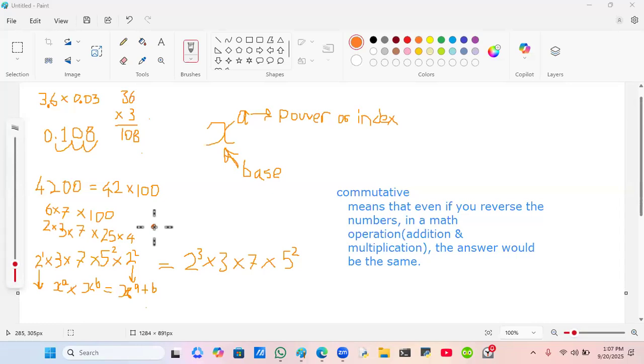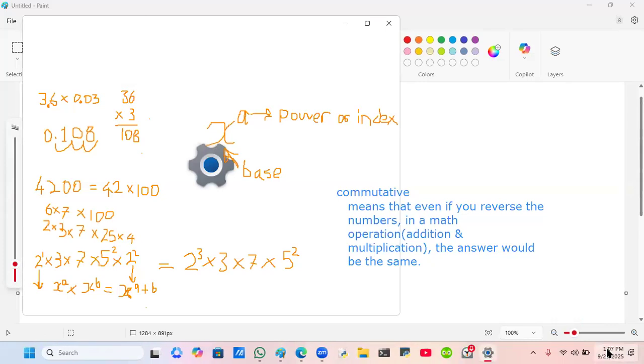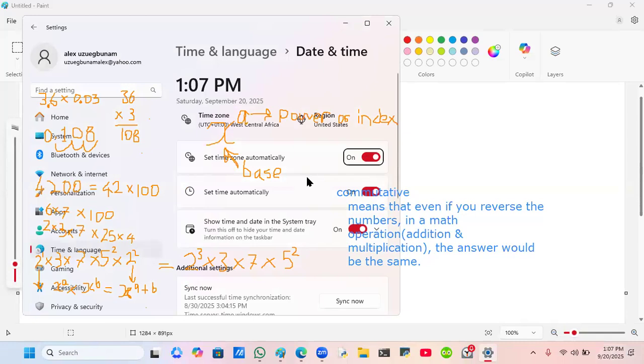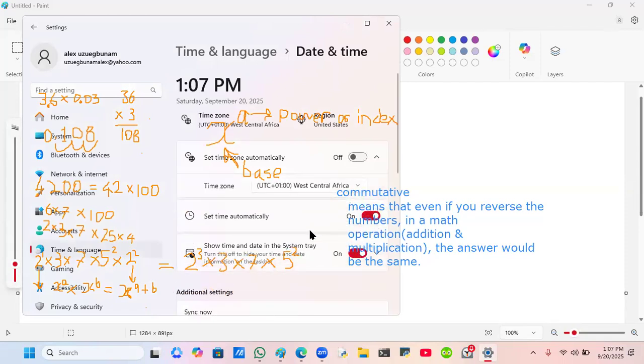If you right click on that time, you'll see a place where it says adjust date and time. Then select time zone and change it to West and Central Africa GMT +1. When you change it, you should see that it is correct. Remove that set time zone automatically. Remove it. Can you see? So then your region is not United States. That's another problem.